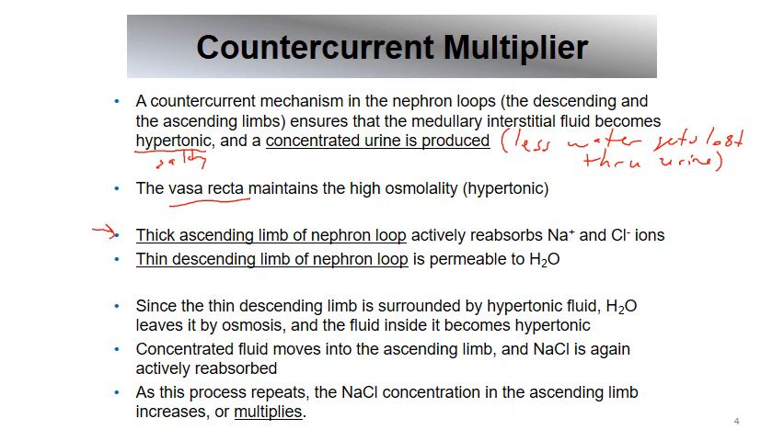The ascending limb is where the sodium and chloride ions get taken out, and the descending limb is for the water movement. So here it's saying, since the thin descending limb is surrounded by the hypertonic fluid, H2O is able to leave it, and the fluid inside becomes more hypertonic, because if you have more salt versus water, now it's more hypertonic. The concentrated fluid then moves into the ascending limb, and sodium chloride is again actively reabsorbed. As this goes on, the sodium chloride concentration in the ascending limb increases, or multiplies.